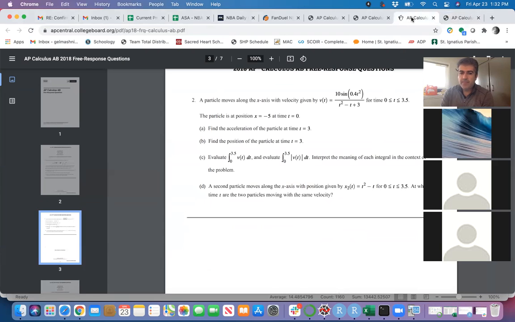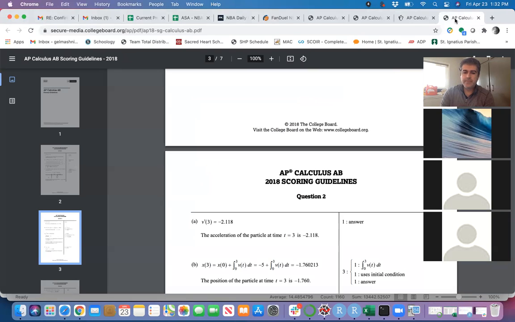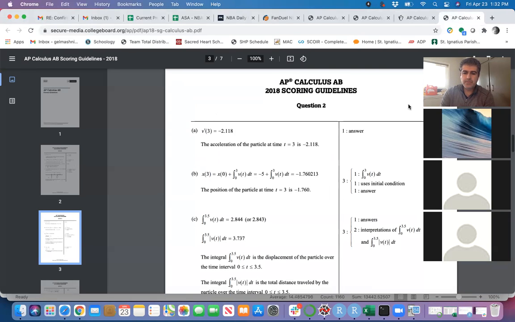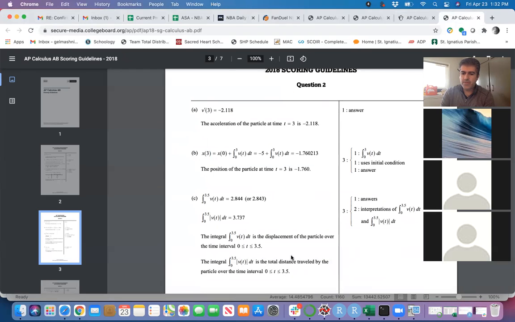Now for C, evaluate that and evaluate that. So again, you can just use the answer. When you take the integral of velocity, that's going to be your displacement for the first 3.5, whatever. I don't know the units for time here. When you do the integral of the absolute value, that's going to actually be the total distance. So that's the difference between the two. So displacement, total distance, just so you know.